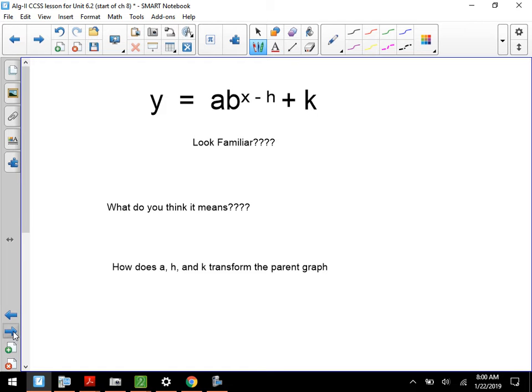What did the H stand for again? Remember? You just said it. Horizontal. Your H value was your horizontal shift, and your K value is your vertical shift. H goes left and right. K goes up and down. What values go left and right on a graph? X's. What values go up and down on a graph?